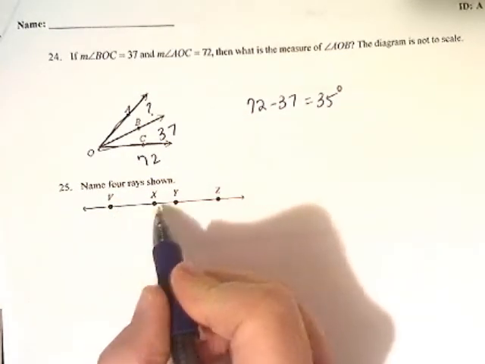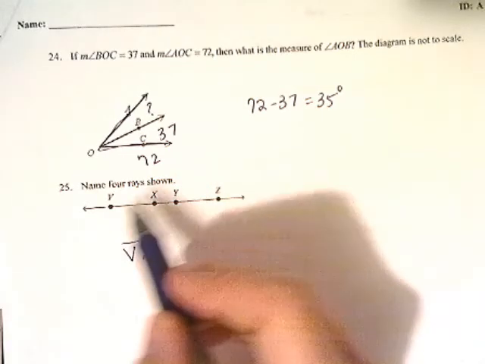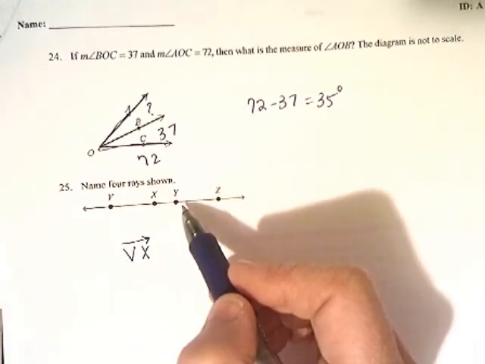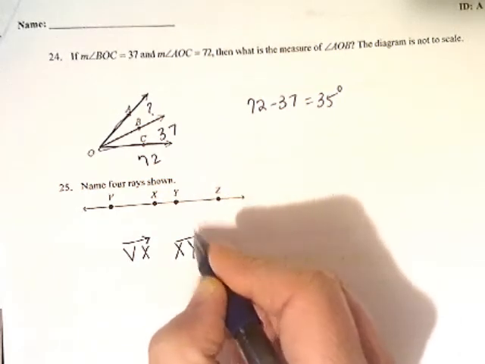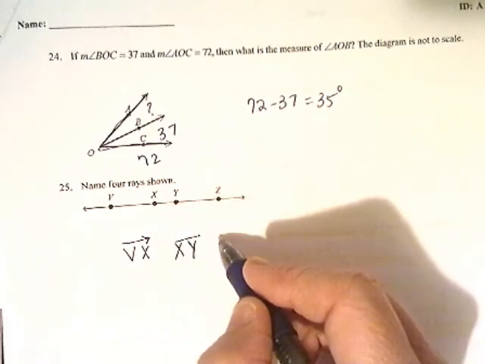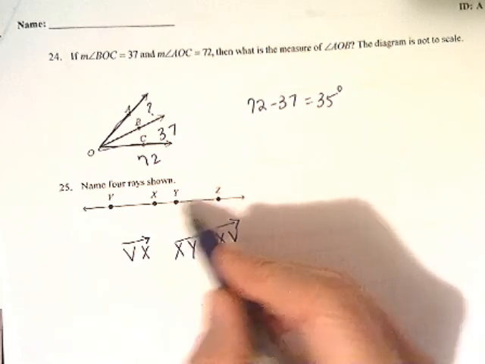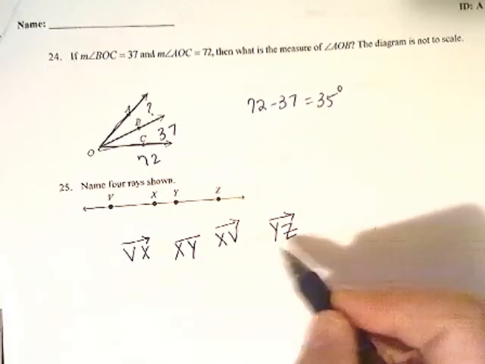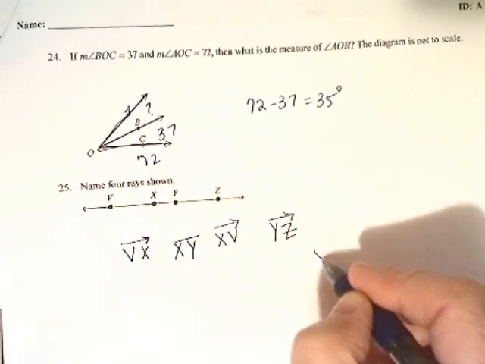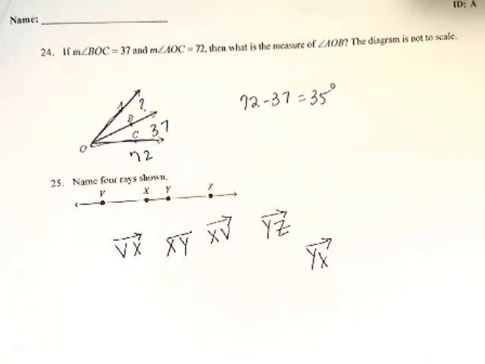Name the four rays shown. Well, you got V, X, and then you've got X, Y, and you've got X, V, you've got Y, Z, you've got Y, X, which could also be called YV. There's a bunch of different ones, so if you have four different ones, then you are good.